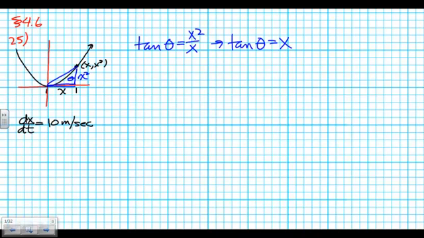Remember, we'll do the derivative, then we'll do the plug and chug. So the derivative of tangent theta with respect to t is going to be secant squared theta times d theta dt.